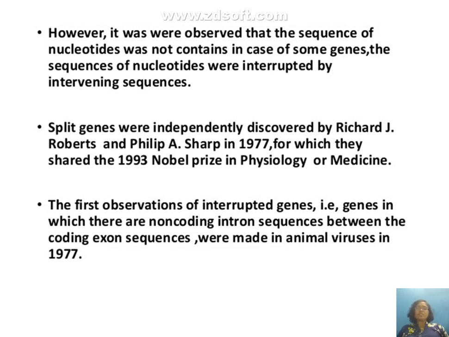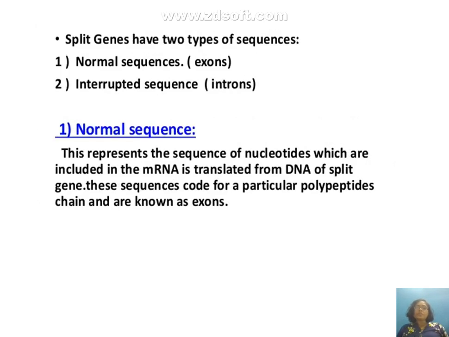So, split genes were discovered by Richard J. Roberts and Sharp in 1977, and later the intron sequences or intervening sequences in animal viruses were observed in 1977 too. So, what does it mean? The split genes have two types of sequences. One is called the normal sequence, which you refer to as the exons, and the other is called the interrupted sequence, or the introns.